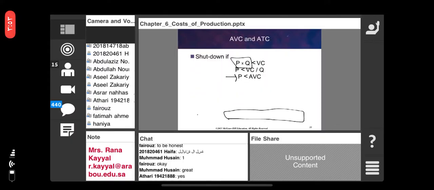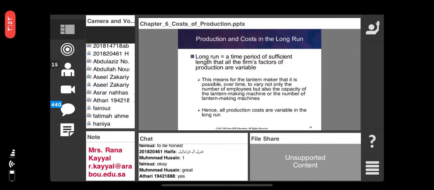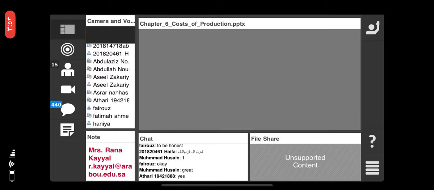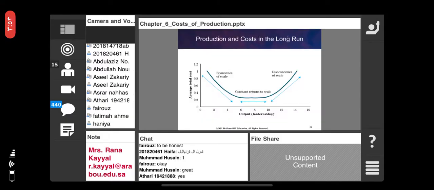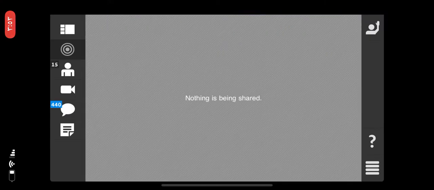This is chapter 6, okay? Economies of scale: whenever I produce more and the average total cost is decreasing. Constant returns to scale is when the quantity is increasing and the average total cost is fixed, constant. And diseconomies of scale is when quantity is increasing and average total cost is increasing. So in other words, I will calculate the average total cost for the three firms and then decide.